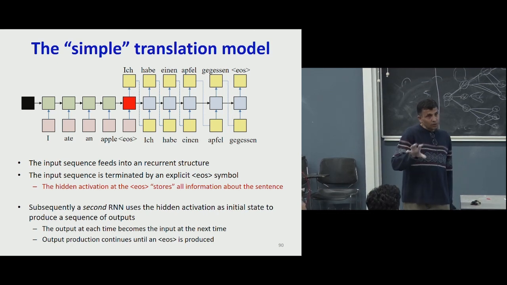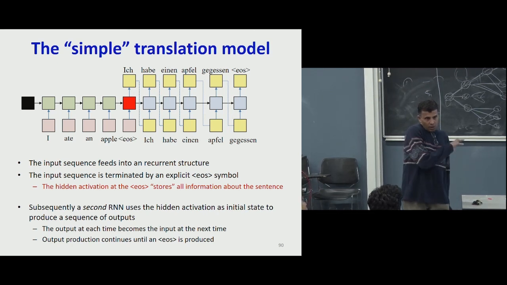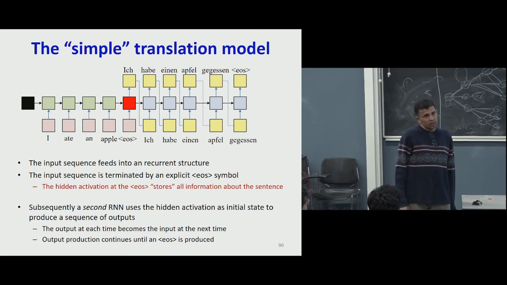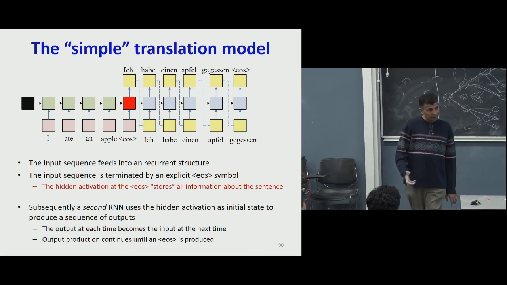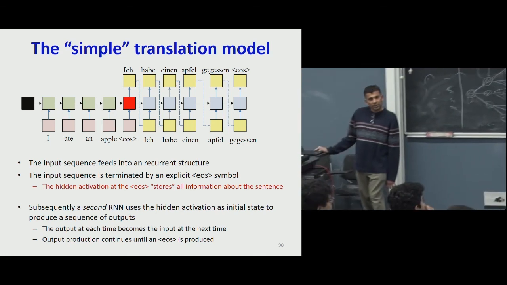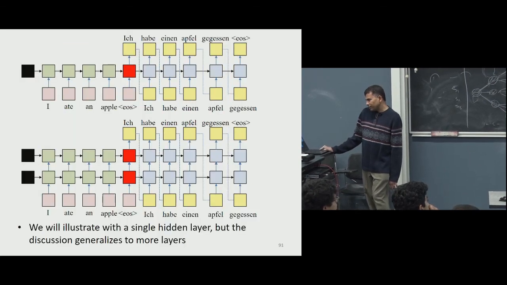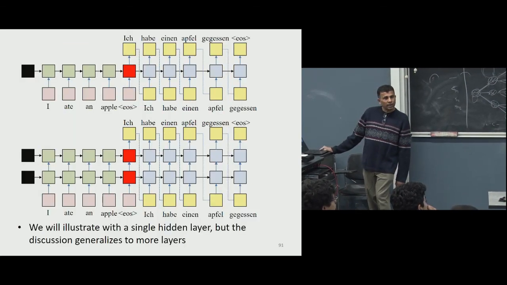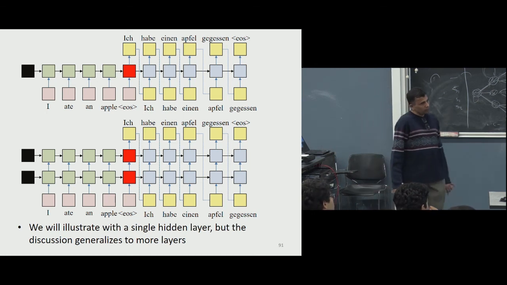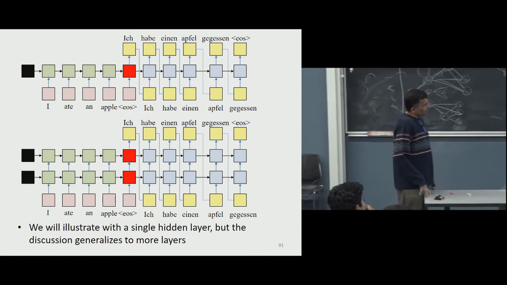So the actual model itself is very straightforward. You process the complete input, you get a hidden representation, then you plug it into a language generator, and that generates the output. And if your magic works just right, the hidden representation that's stored in the red box stores all the information necessary for you to produce the correct sentence at the output. The figure itself is very simple. I'm just using one hidden layer representation, but you can have more complex representations, like the one below, where you have multiple hidden layers and so on.